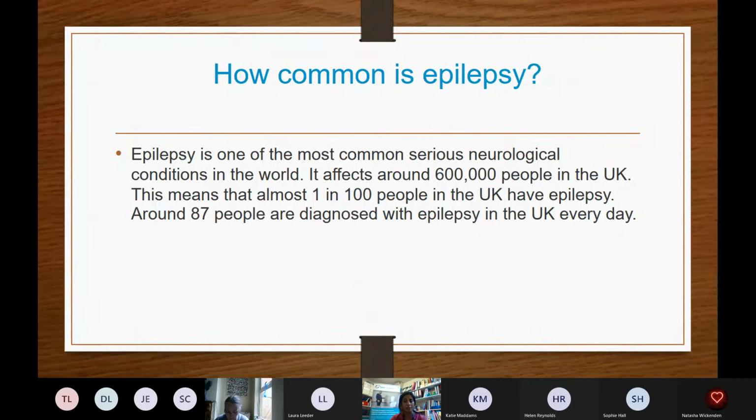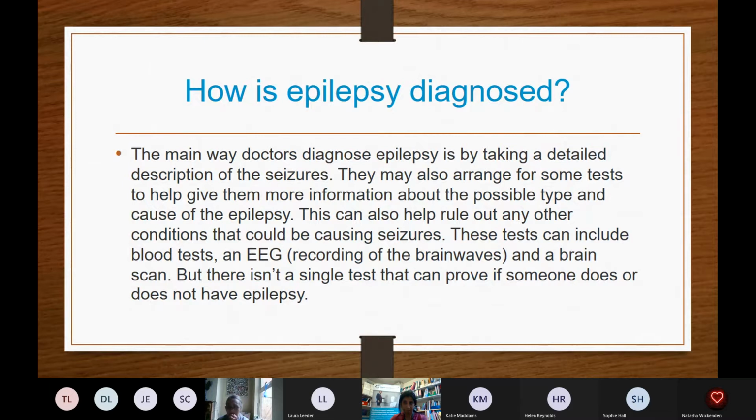So it does affect around 600,000 people in the UK, and it basically means that 1 in every 100 people in the UK will have a diagnosis of epilepsy. So around 87 people are diagnosed roughly every day with epilepsy.